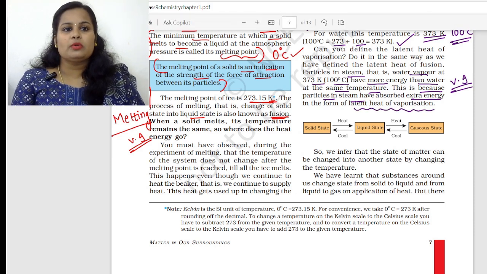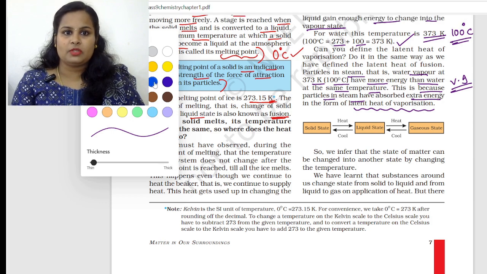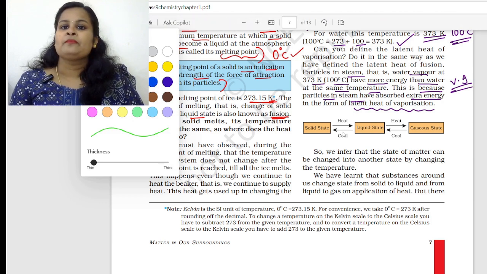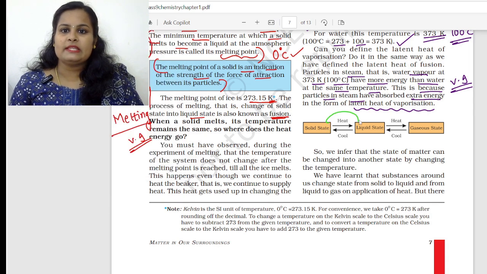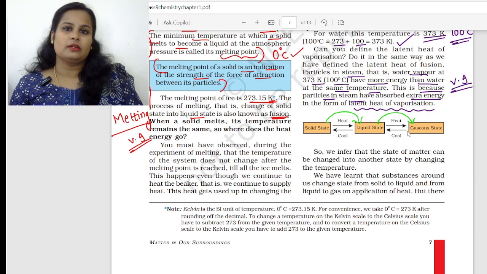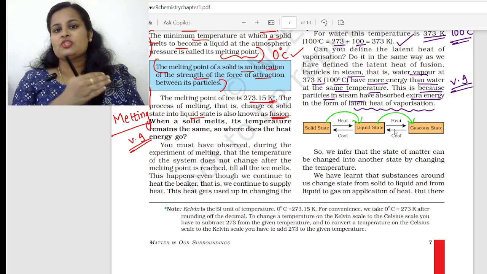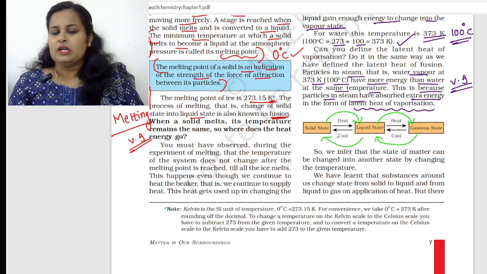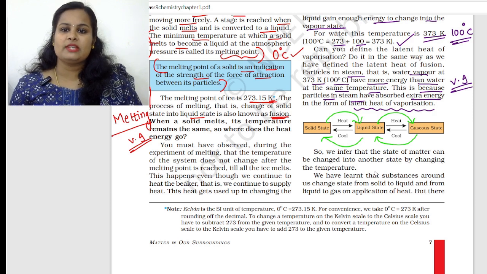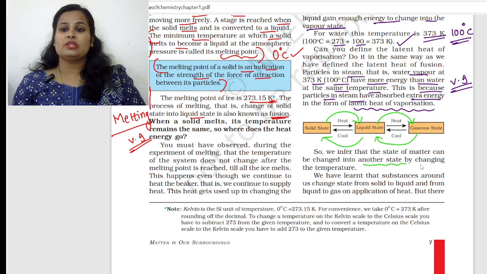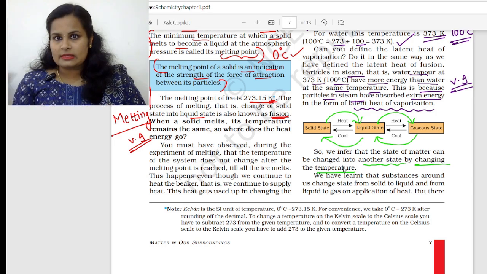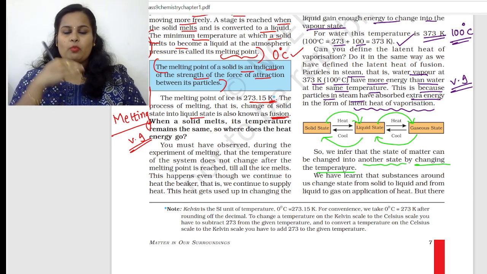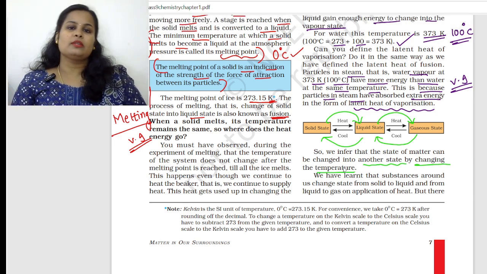Now we can learn about the interconversion of states of matter. This is very important as well. The solid state, when heat is given, gets converted to liquid state. From liquid, when heat is absorbed, it gets converted into gaseous state. When the temperature is lowered or when it's cooled, the reverse happens: the gas can be converted into liquid, and liquid into solid state. So we infer that a state of matter can be changed into another state by changing the temperature. By increasing the temperature, we can change from one state to another, and the same way the reverse can also happen, right?